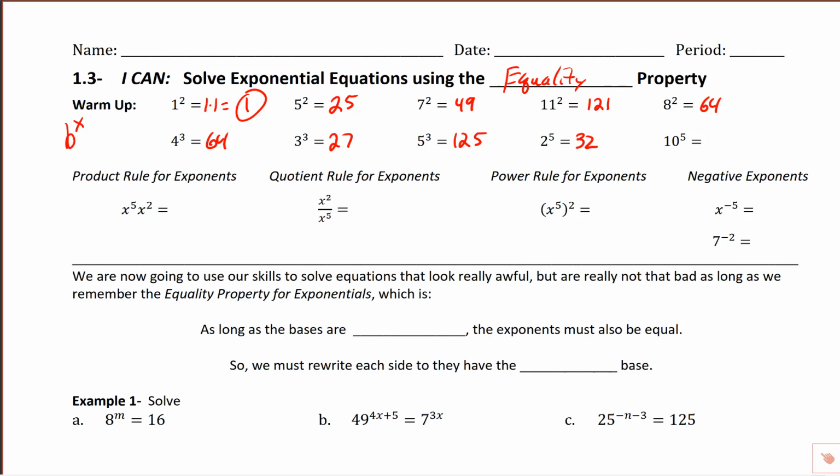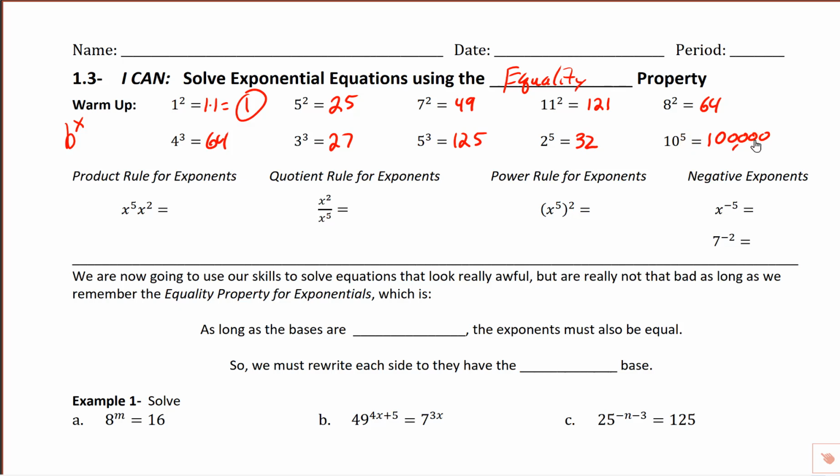And then 10 to the fifth, if you want to check this, it's a 10 followed by 5 zeros. So it's actually 100,000. So that's a nice little trick. We count the number of zeros, that tells us what the exponent is. If we know what the exponent is, that tells us how many zeros there are.